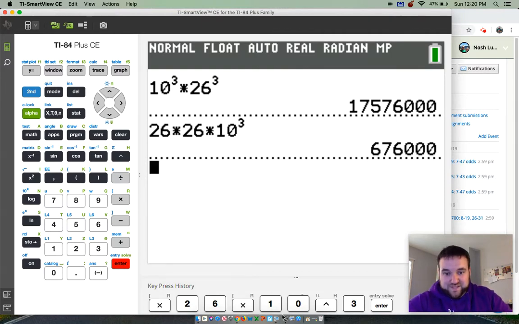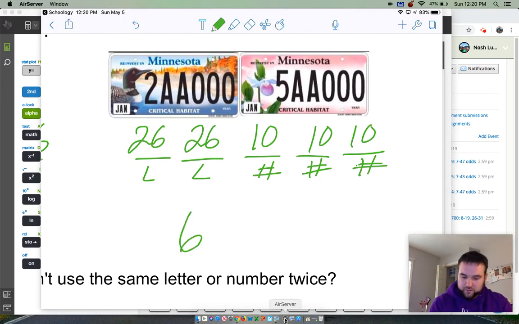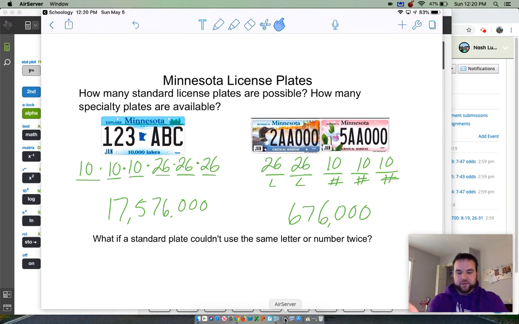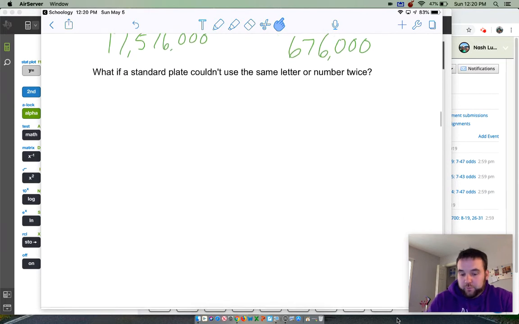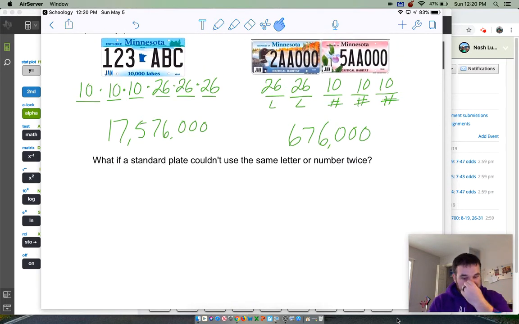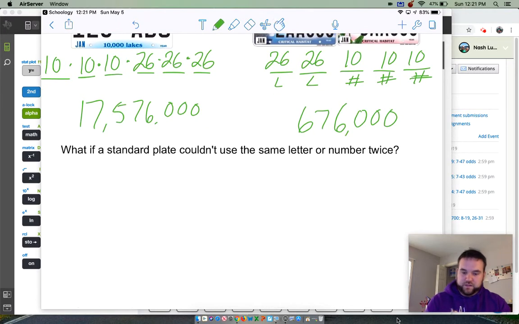So of this specific license plate, there are only 676,000 possible ways to have that license plate. Okay. So 17.5 million of the standard, and then 676,000 for those specialties. And now the follow-up, or the interesting next question, is what if we take the standard plate on the left, but you can't use the same number or letter twice, so you can't repeat anything. So it's kind of interesting how that changes.